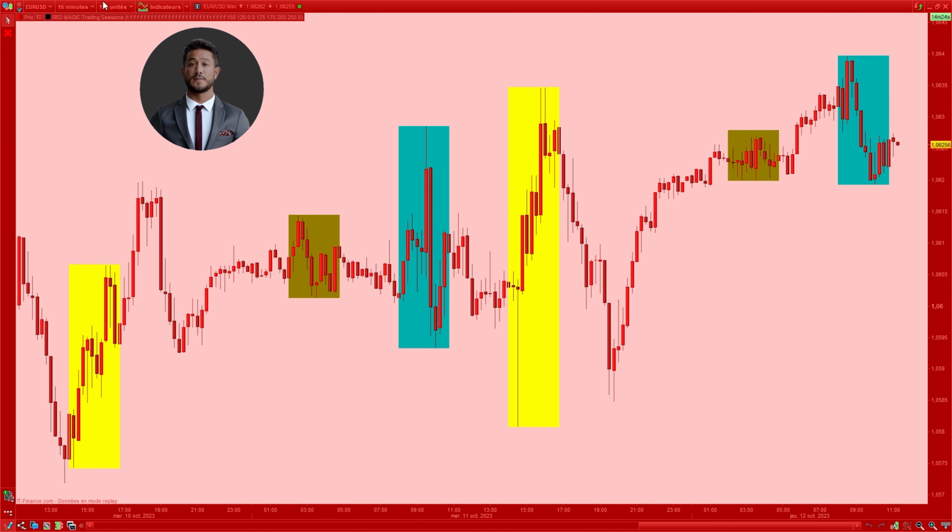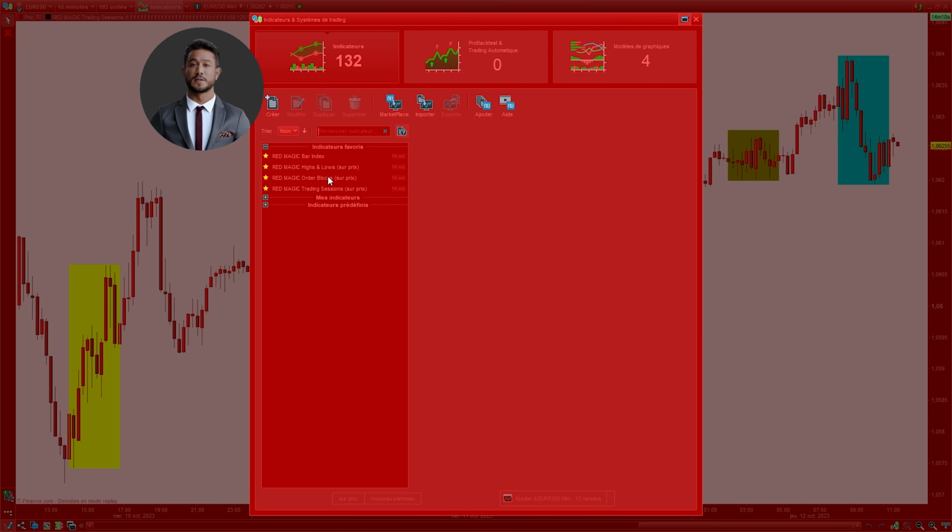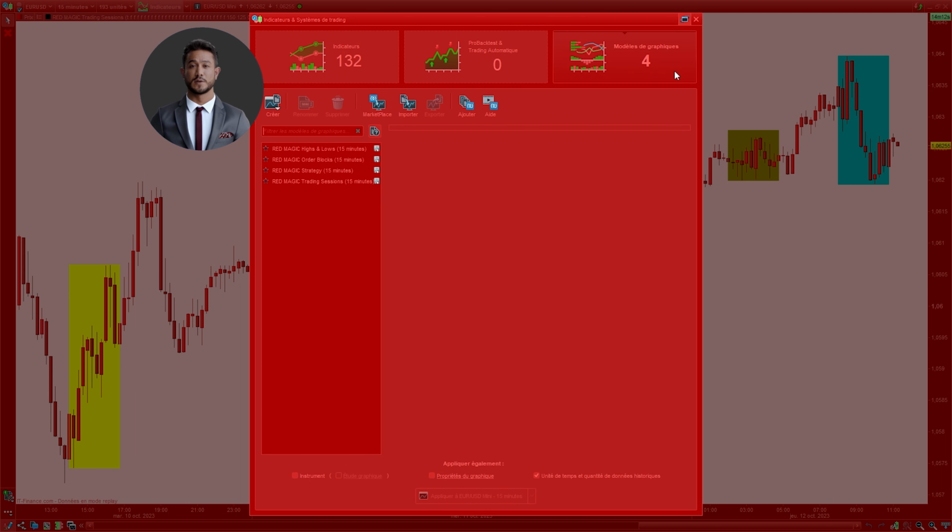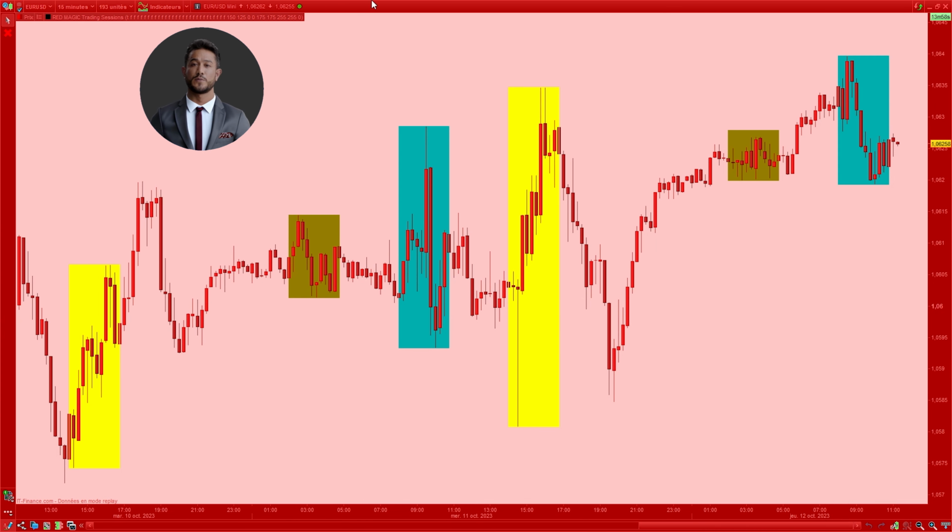Thank you, Rosie. As you can see, the Red Magic Trading Sessions indicator is already loaded on the chart, but if not, click on the Indicators button, select Red Magic Trading Sessions indicator, then click on the Add to button. Or, click on the Charts Templates tab, then select Red Magic Strategy Charts Template, then click on the Apply to button. Now we're going to take a look at some Red Magic Trading Sessions features.